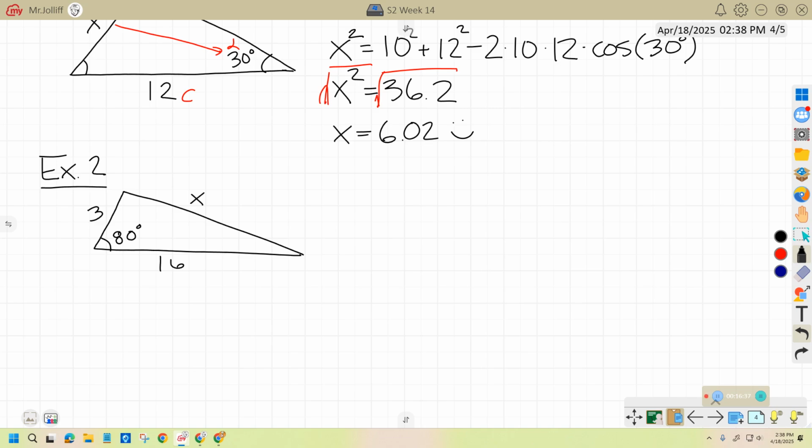So new triangle, two side lengths given, 3 and 16. Angle between them is 80. I want to know the side opposite that 80 degrees. Asked for missing side. I have two sides and an angle. That's law of cosines.